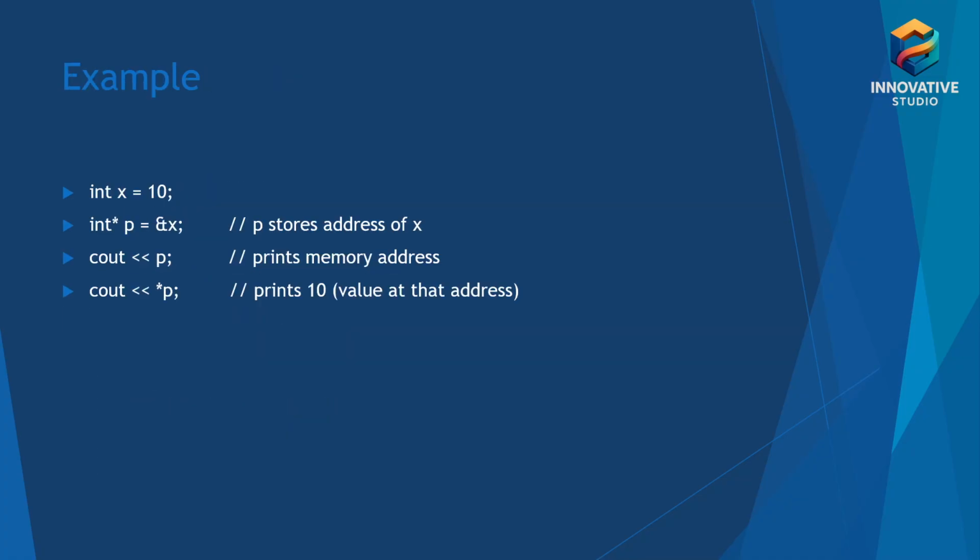So this is the example: int x is a normal value type variable, int *p is defined as a pointer variable, and with the AND operator x is assigned to that memory address. So cout p will show the memory address location the pointer points to, and cout *p prints the value 10 that the pointer variable holds.